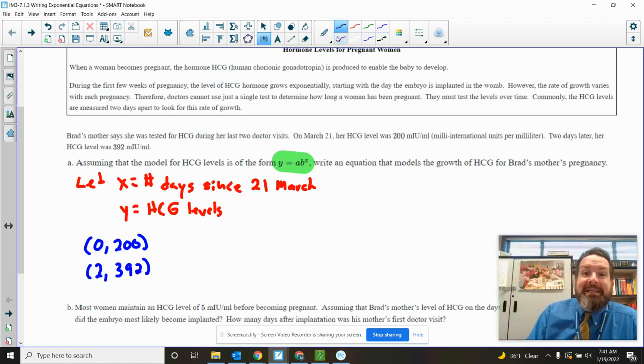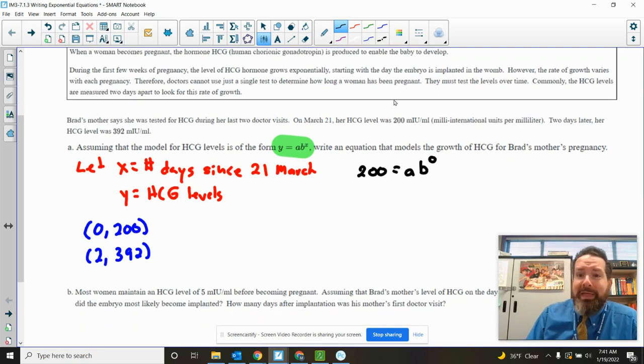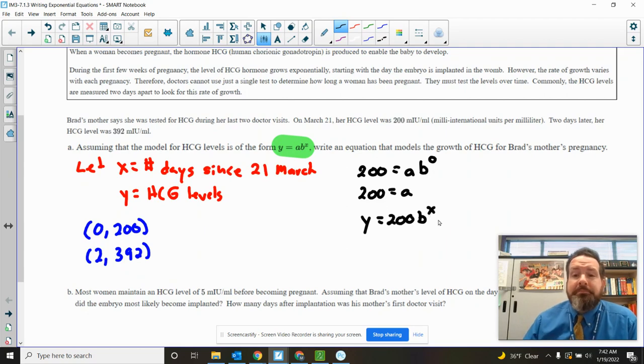It goes like this. Take that equation, put in the numbers. So 200 equals a times b to the power of 0. And then don't overthink it. How much is b to the power of 0? 1 every single time. And 1 times a is just a. So there you go, you have your value of a already. That means that we know our equation looks something like y equals 200 times b to the power of x. We just need to figure out what b is.